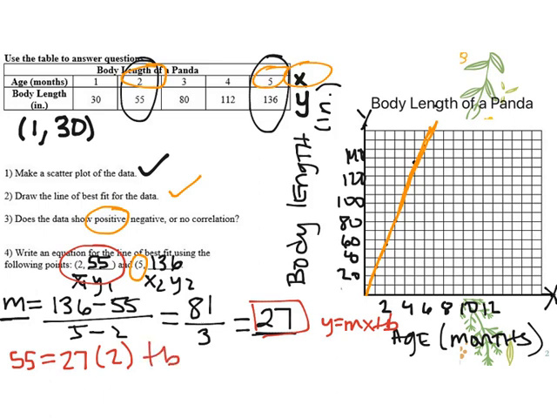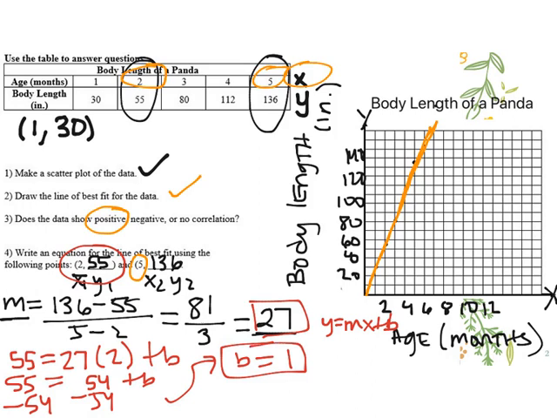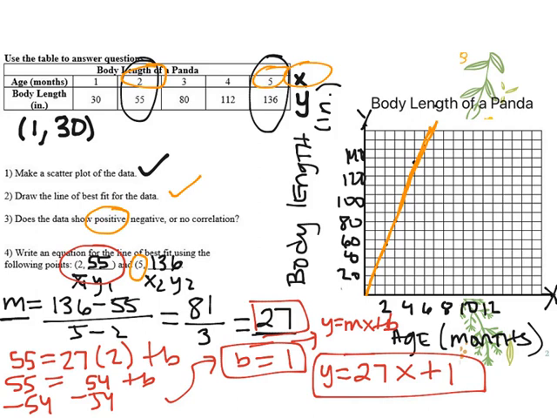Well, 27 times 2, we get 54. And we still need to actually get b by itself, so I'm going to subtract 54 from both sides. And when I subtract 54, I end up getting b equals 1. Now I have all my important information. I have my slope and I have my y-intercept to put it into slope-intercept form. So your equation should always have a y in it. Our new slope was 27. Always have an x in it, plus 1. This is our equation for our line of best fit.